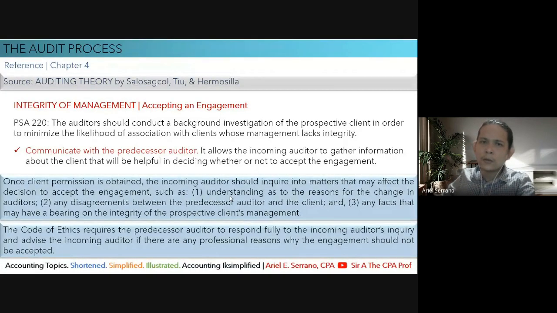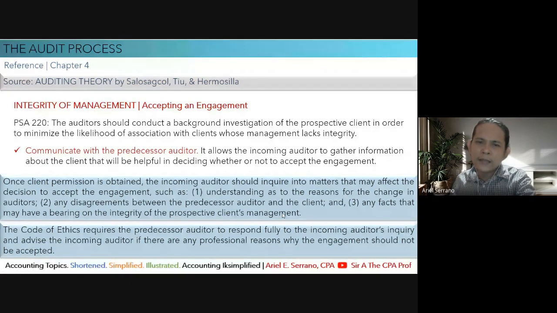Baka kasi may mga rotation requirements yan na every 5 years or every 10 years, kinakailangan magpalit ng auditor. So, that is because of a requirement. Or, merong disagreement between the auditor and the client. Hindi sila magkaintindihan. Kasi, sabi ni client, yung mga management representations niya, eto. Pero based on the findings of the predecessor auditor, it prohibits him or her to provide an unqualified opinion. So, modified, qualified, adverse, or baka disclaimer. So, merong disagreement, kaya kailangan magpalit. O kaya naman, any facts that may have a bearing on the integrity of the prospective client's management.